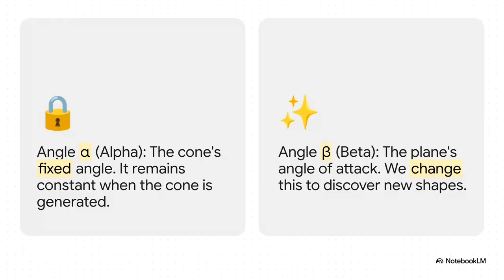Okay, so this is absolutely crucial. We've got 2 angles to think about. First, there's alpha. That's the angle of the cone itself, basically how steep its sides are. That angle is locked in. It doesn't change. Then you have beta. That's the angle of our slicing plane. Think of it as our angle of attack. Beta is the one we get to play with, and by changing just that one angle, we change everything.